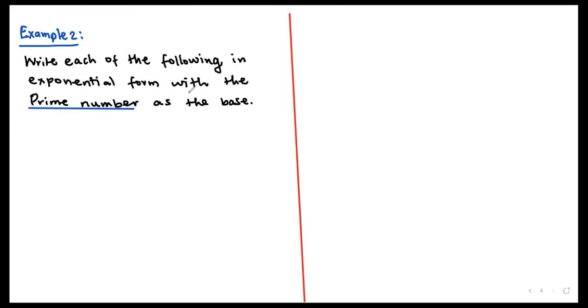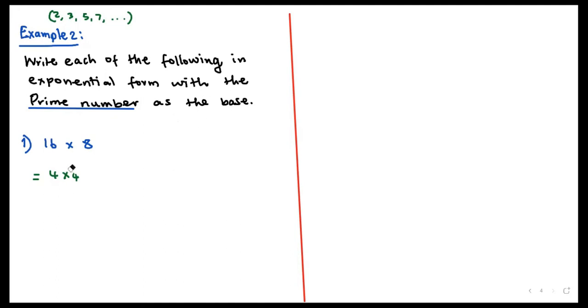Now, write each of the following in exponential form with the prime number as the base. Let's have number 1 as 16 times 8. What do you think about this? We need to make sure that the base is a prime number. So the base can be like 2, 3, 5, 7, like that. Just prime numbers only. If I have 16, I think you know that 16 means 4 times 4, right? But since 4 is not a prime number, I can change and use 2.